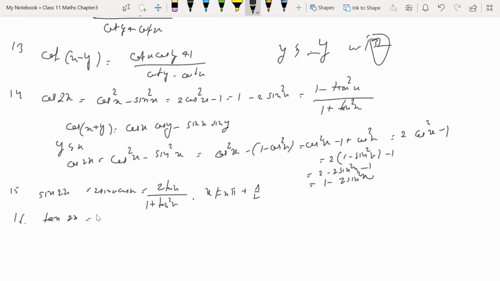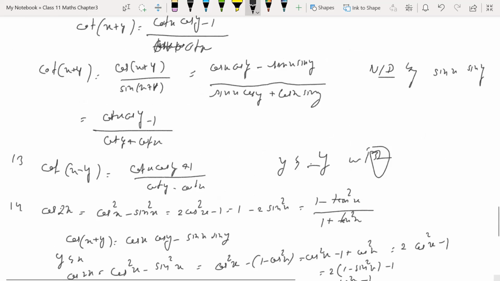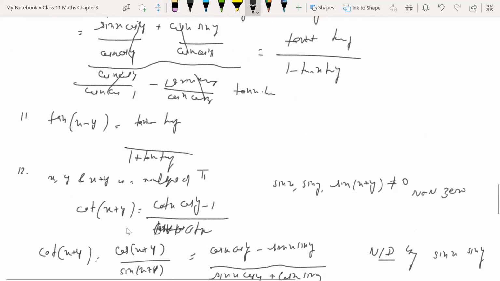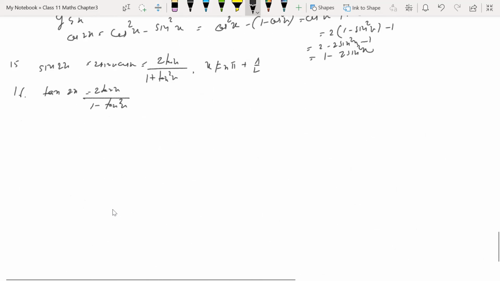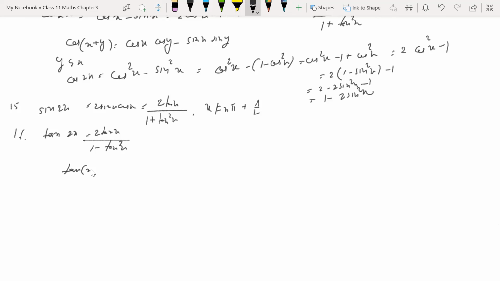Identity 16: tangent 2x is equal to 2 tan x over 1 minus tangent square x. We know that tangent(x plus y) is equal to tangent x plus tangent y divided by 1 minus tan x tan y. If we replace y by x, we reach the conclusion tan 2x is 2 tangent x over 1 minus tangent square x.